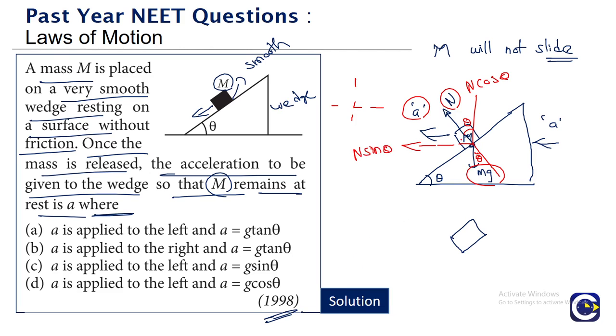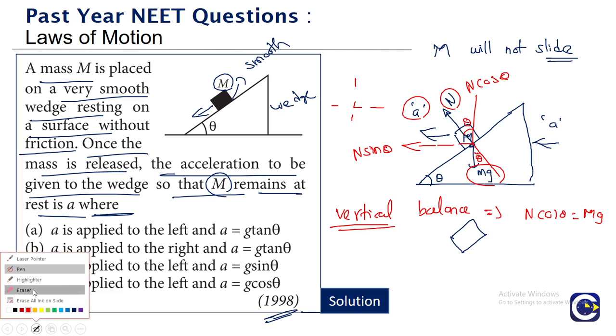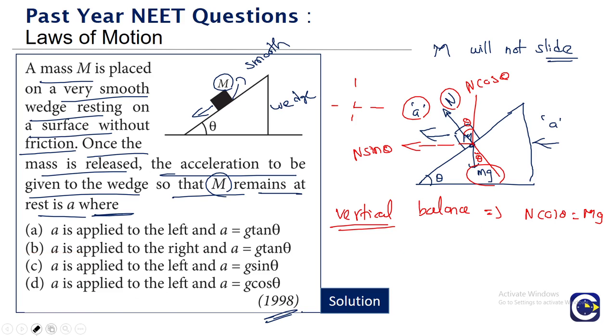Now when we say that the mass M is only moving horizontally, it's not sliding, means there is no vertical motion at all. Means vertical, there is a balance. Balance means N cos theta is equal to mg. In fact, the other question that we got is basically asking us to find this N value. If you recall from the previous videos, the N value will be equal to mg by cos theta. That was the answer for the previous question.